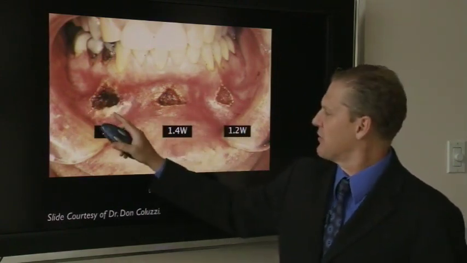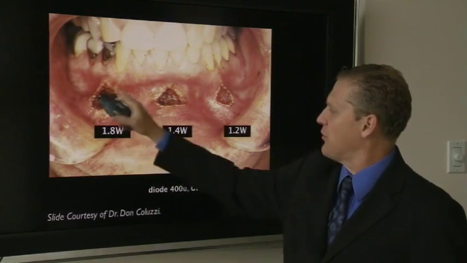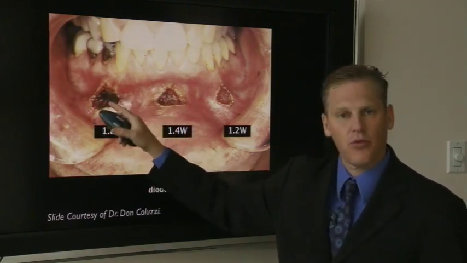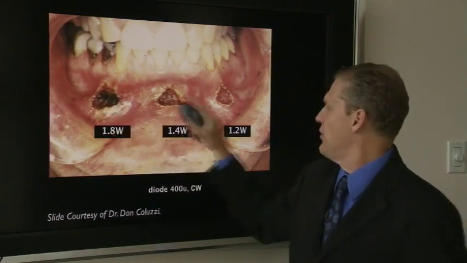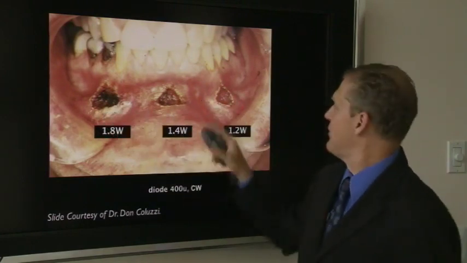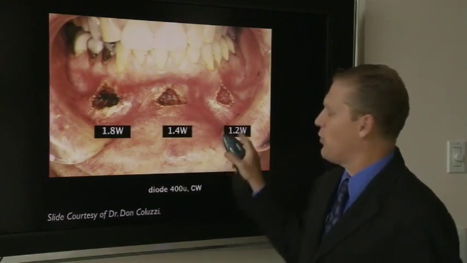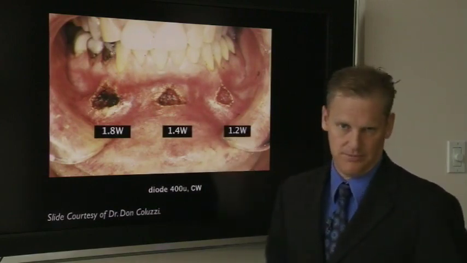You can see that there is more lateral thermal damage and there is more charring, which will give you delayed healing initially and perhaps more post-op sensitivity here. When you get to the 1.2 watts, you can see that there's nice healing or nice incision, not as much charring, and again, you want to use the lowest energy possible.